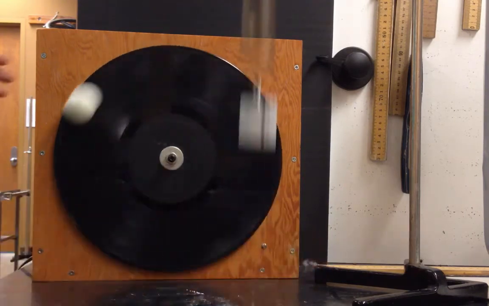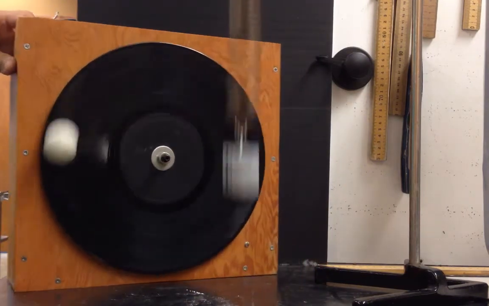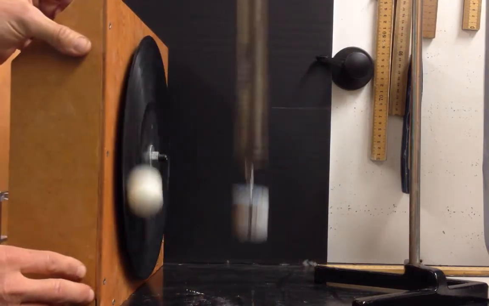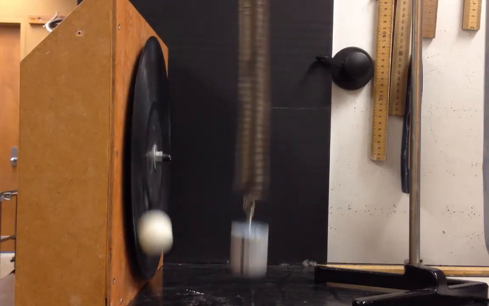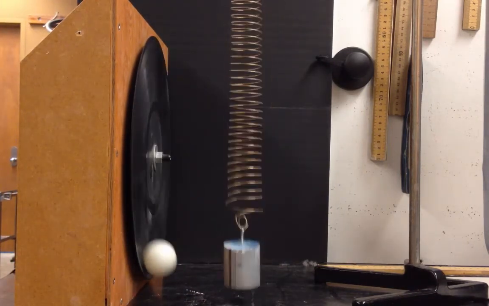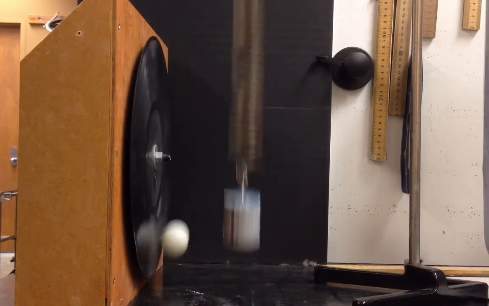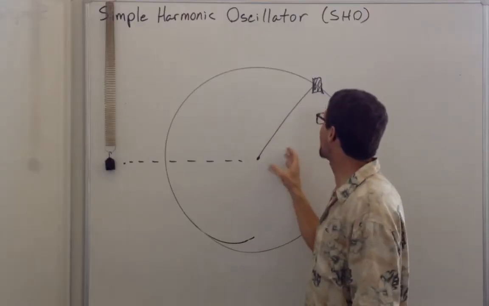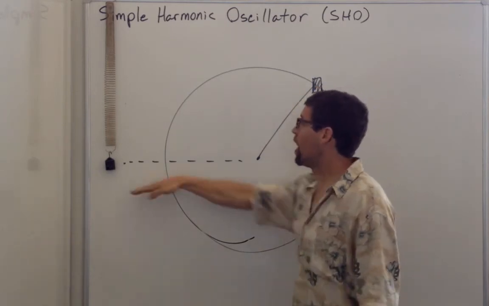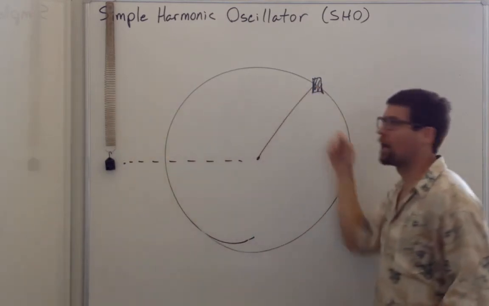So you can see as this mass oscillates up and down, its behavior is the same as a ping pong ball attached to the vinyl record, rotating at the same frequency that the mass is bouncing up and down. So can we define the motion of this oscillator using this knowledge?